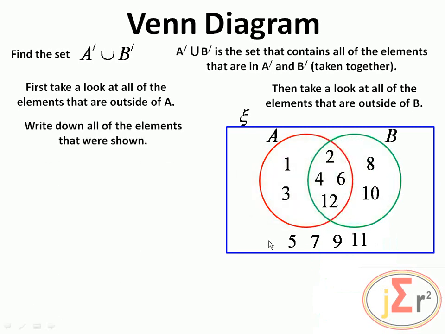Write down all of the elements that were shown. That is, we are going to write down the union of A complement and B complement. Remember that A complement was everything outside of A, all of these elements. And B complement, everything outside of B, these elements. So we're going to write down the union of that set, which is all of these elements and all of these elements. So A complement union B complement is equal to the set that contains 1, 3, 5, 7, 8, 9, 10, 11.